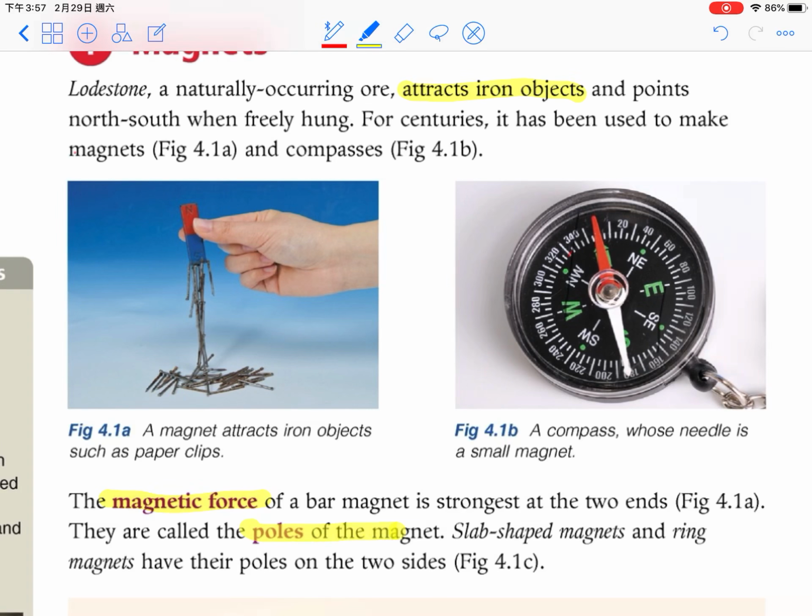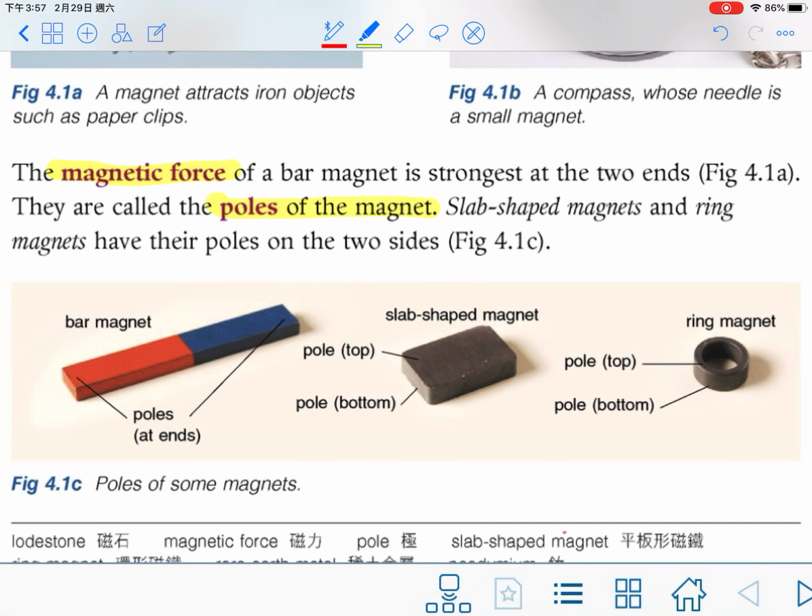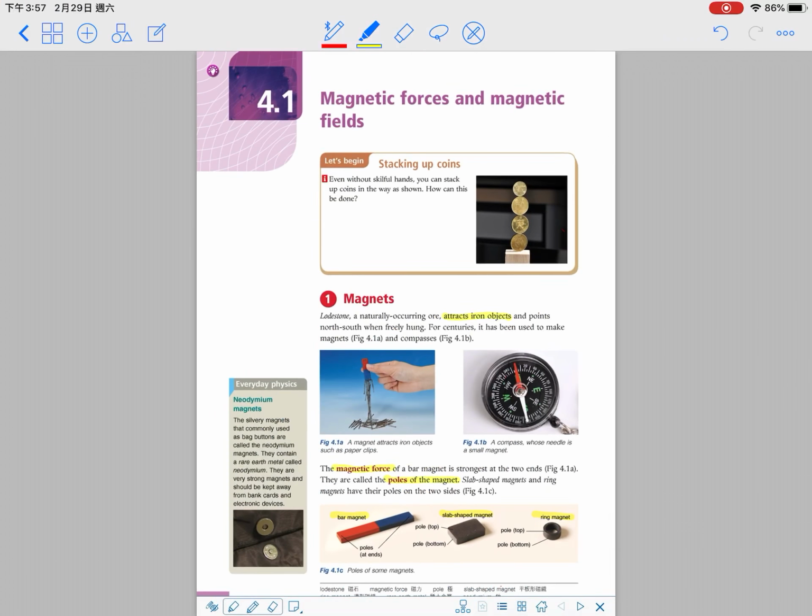And we can find two poles for the magnet, south pole and north pole. There are three different types of magnet we can find in the physics experiment: bar magnet, slab-shaped magnet, and ring magnet.